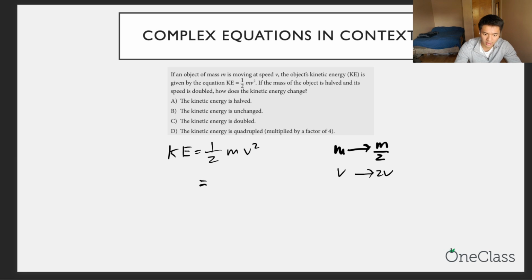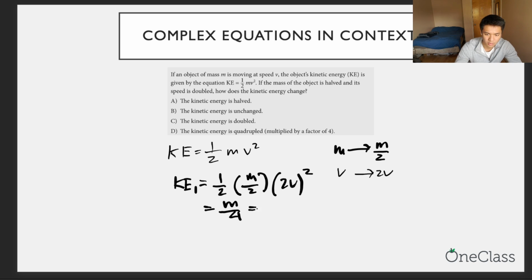So we get kinetic energy after the change is equal to 1/2 times m/2 times (2v) squared. Let's simplify that. We get m/4 multiplied by 4v squared. The 4's cancel out. We get m v squared. What is the relationship between m v squared and 1/2 m v squared? This is 2 times the original kinetic energy. So we would predict that kinetic energy is twice as large after this change than it was before.